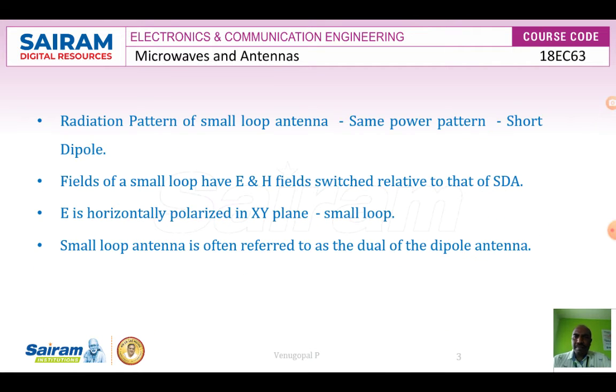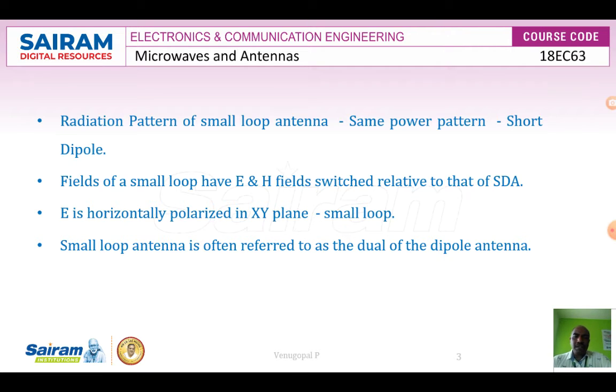So next, what is the radiation pattern of the small loop antenna? Dear students, the radiation pattern of the small loop antenna has the same power pattern as that of the short dipole. And the fields of the small loop have both electric and magnetic fields which are switched relative to the short dipole. The electric field in the small loop antenna is horizontally polarized in the XY plane, and this small loop antenna is often referred to as the dual of the dipole antenna.